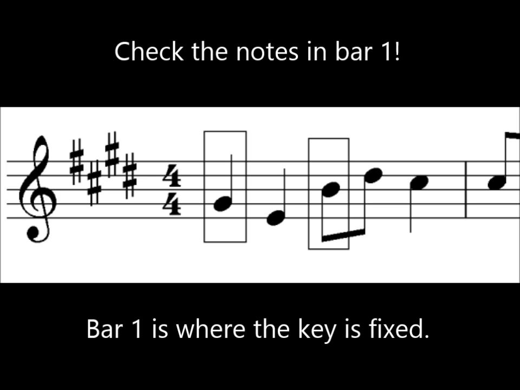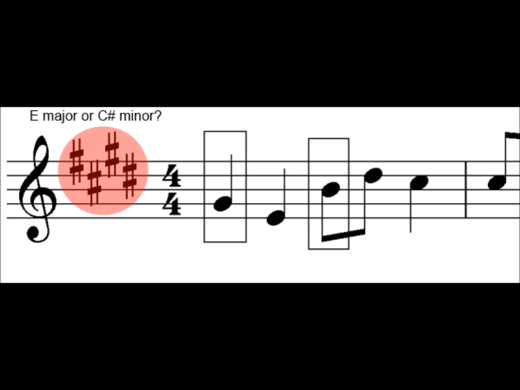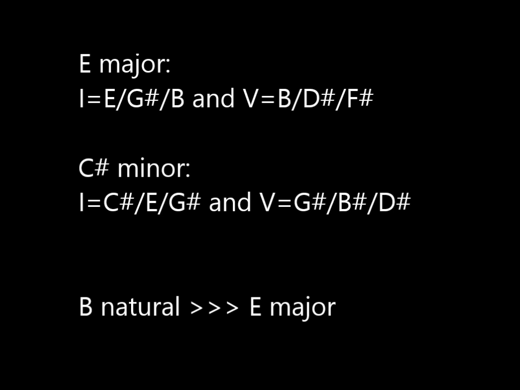So we're looking at G sharp and B. Look at the key signature. There are 4 sharps. Use your key tables to work out that this could be either E major or C sharp minor. So we need to work out whether those 2 boxed notes, G sharp and B, are part of the key of E major or C sharp minor.